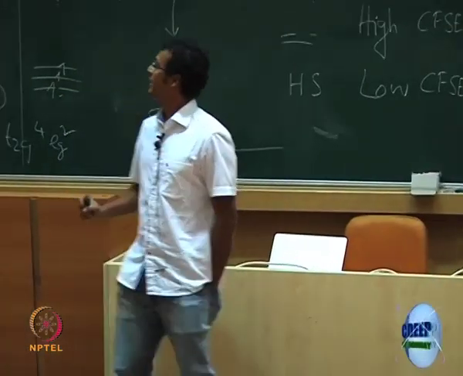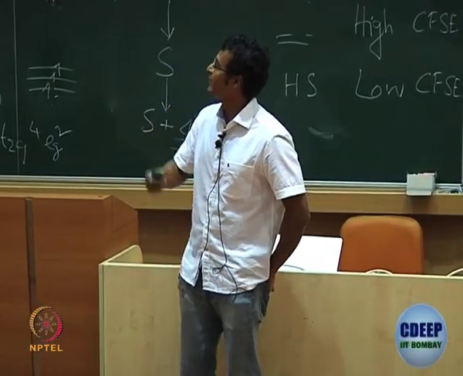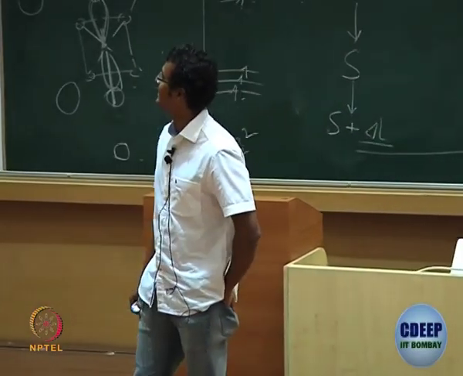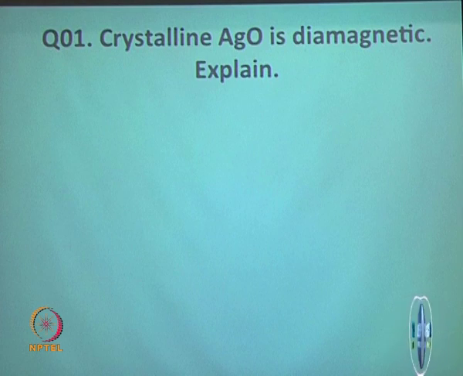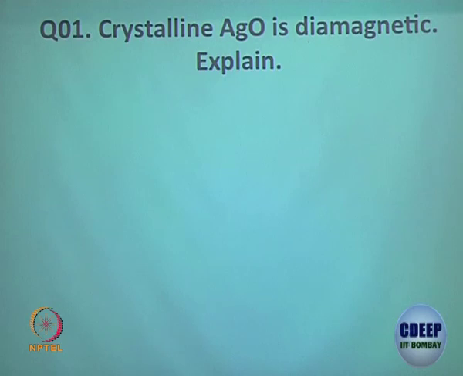No problem. So, first question: crystalline silver oxide is diamagnetic. Explain. Question number one. Sometimes you have to be a little bit cautious. Not all of the questions, either in the exam or in the tutorial, are going to be straightforward. There is something more to it. So for silver oxide, you figure out what the silver oxidation state is. Plus two. What is the electronic configuration?